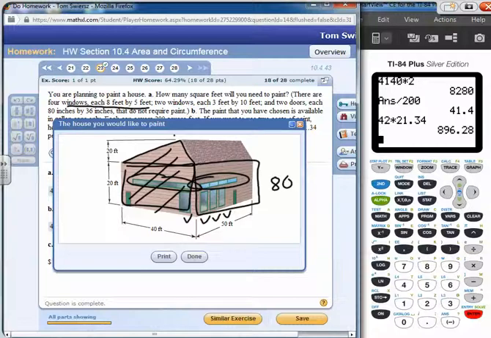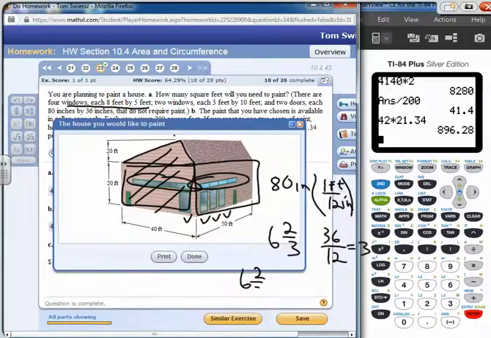Now again, 80 inches, there's for every 1 foot, there's 12 inches. So we had to divide by 12. So we get 6 2/3 is the height of the door, and 36 divided by 12 is 3 feet. So again, 6 2/3 times 3 is 20 square feet for each door. So remember, you got to convert the inches. The doors are given in inches. You got to divide by 12 to convert into feet.